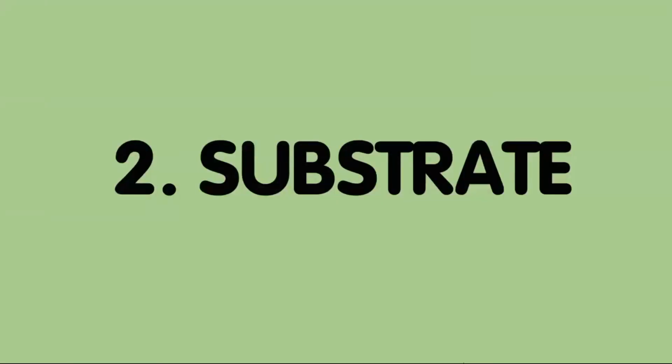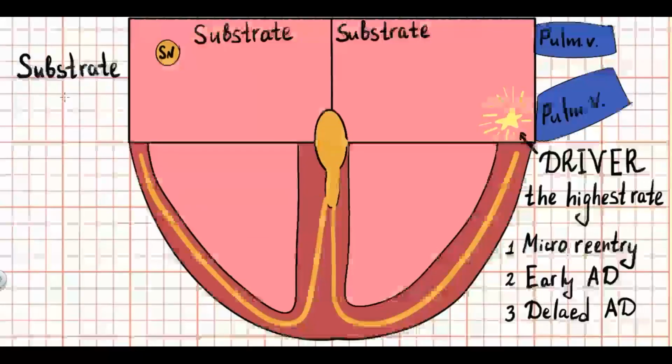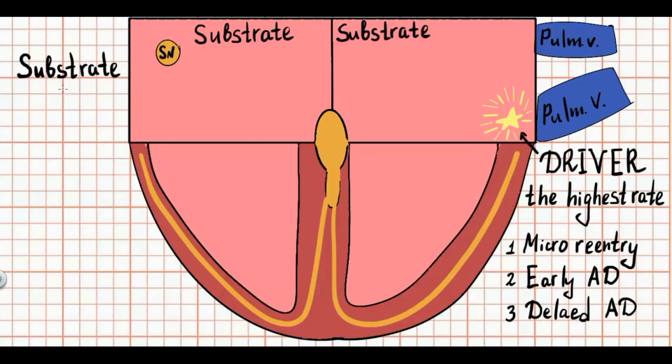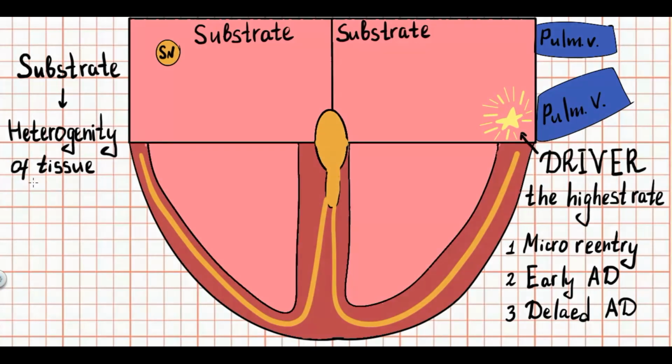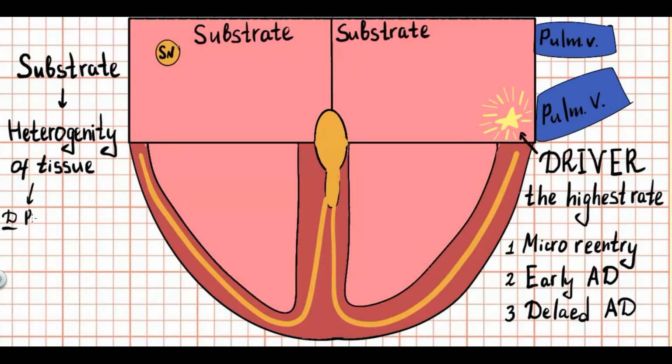The second thing is the substrate. Substrate is a mass of right and left atrial muscular tissue that can conduct fibrillatory impulses from the driver. Impulses that arise in the driver go in a disorganized pattern in the substrate, this phenomenon is called fibrillatory conduction. For fibrillatory conduction from driver to substrate, the substrate should have a heterogeneity of tissue. Heterogeneity of tissue is regional differences in refractory period and conduction properties.